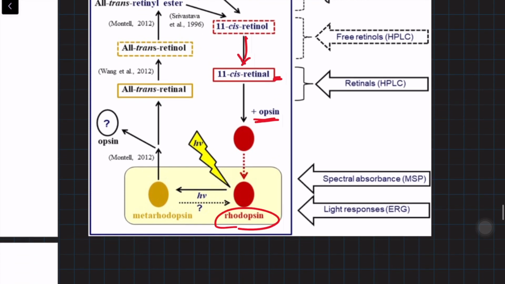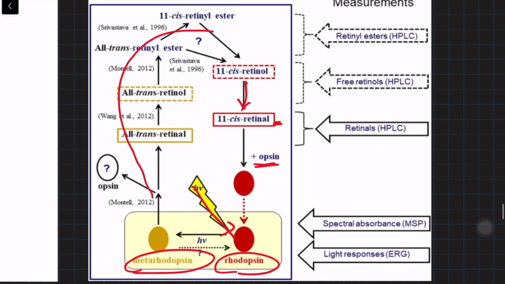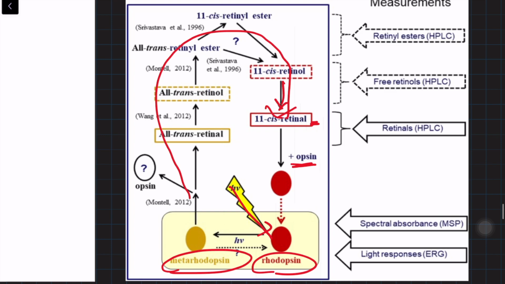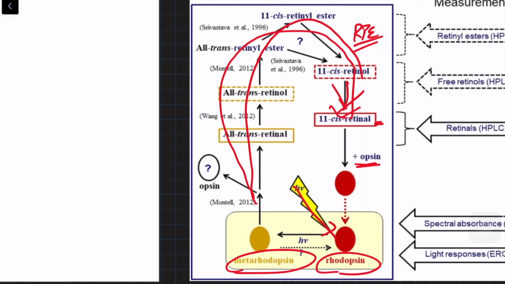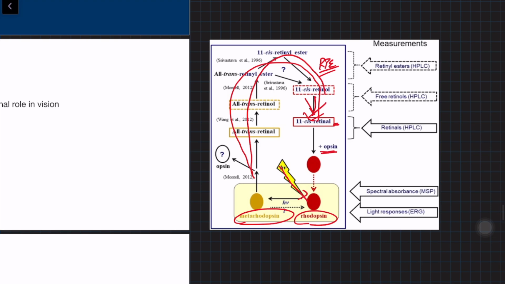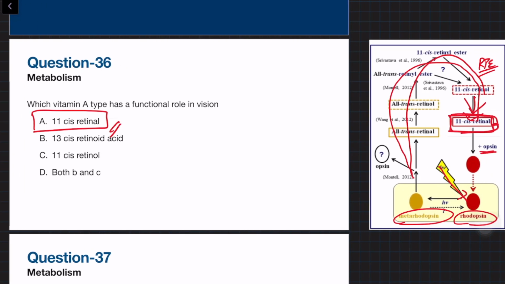When light is given, that is a photon, it forms meta-rhodopsin, and it undergoes a full cycle, and then it comes back to 11-cis retinal, where this entire thing happens in the retinal pigment epithelium, that is in the retina. Based on this action, the electrical impulse is transferred and light is sensed. This is how light is sensed, and the main pathway involves 11-cis retinal. So therefore this is the answer.